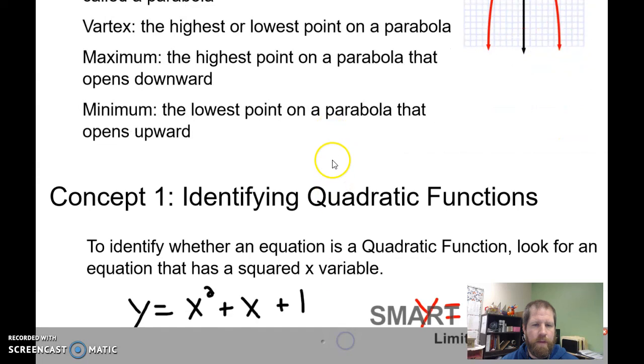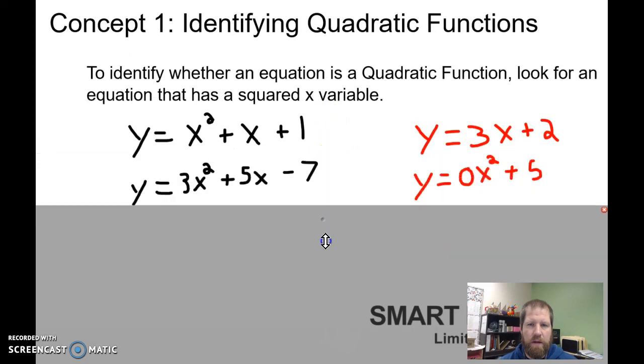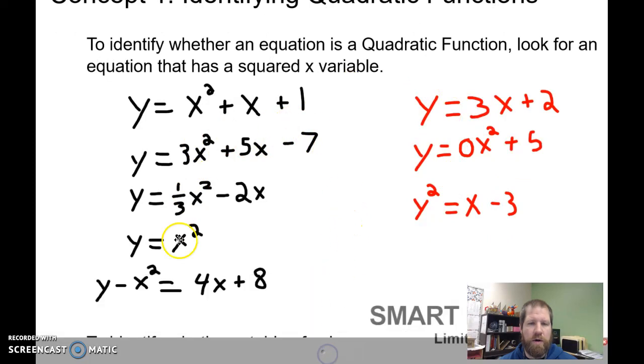All right. Concept 1, we're going to be looking at how to identify quadratic functions. Okay, when we have an equation and we're trying to figure out if it's a quadratic equation, we are simply looking to see if our x variable has a squared sign on it, has an exponent that's a 2. If it does, then it's a quadratic equation. All right. Sorry, I guess that's not necessarily the case. If the maximum degree is a second power variable, then it's a quadratic.